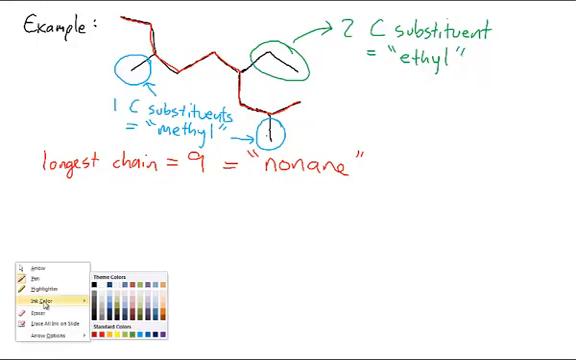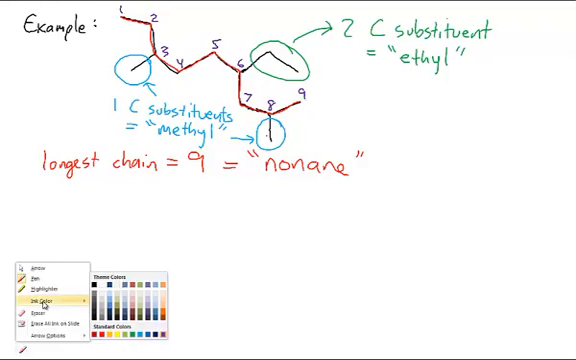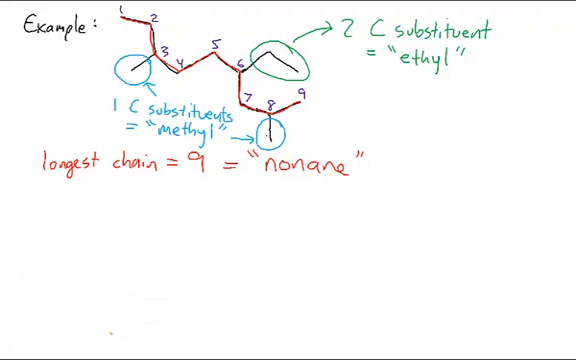So I've found my chain. I've identified my substituents. Last thing to do is going to be to number. And I can number my chain in 2 different directions. I could go 1, 2, 3, 4, 5, 6, 7, 8, 9, those purple numbers. Or I could go with these orange numbers, 1, 2, 3, 4, 5, 6, 7, 8, 9.